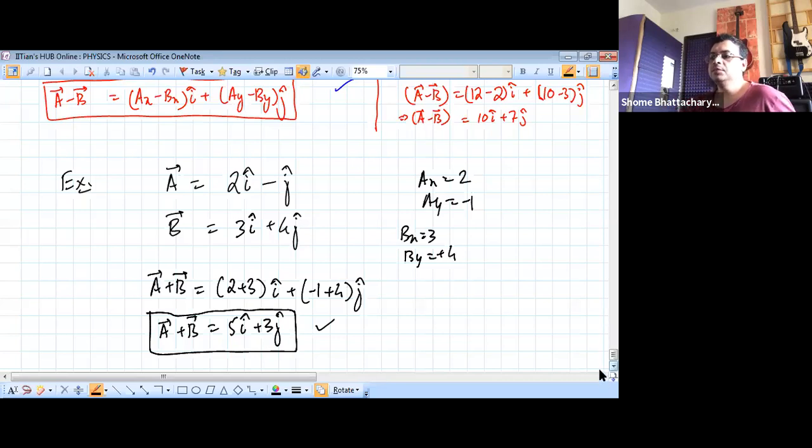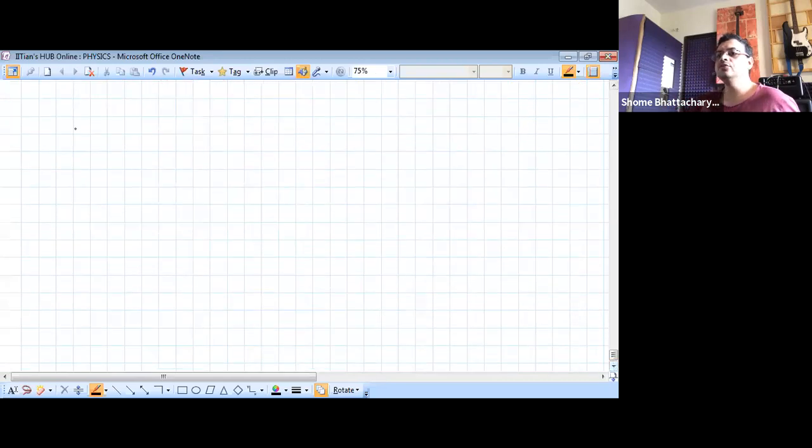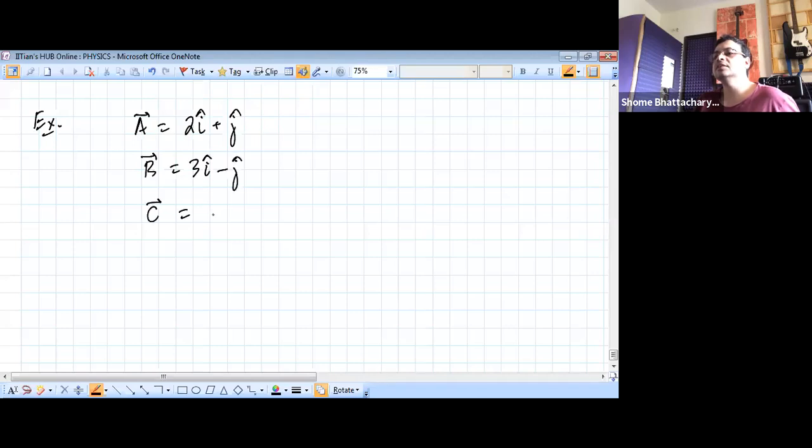And similarly, if we are doing some operation like this, for example, vector A is given to us as 2 i cap plus j cap. Vector B is given as, suppose, 3 i cap minus j cap, and vector C is given as, let's say, 2 j cap.